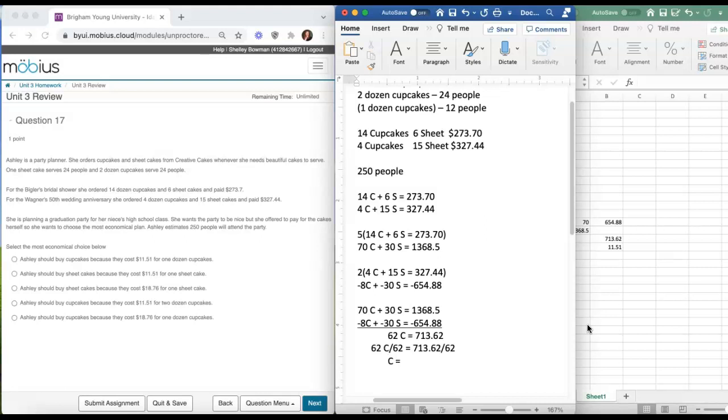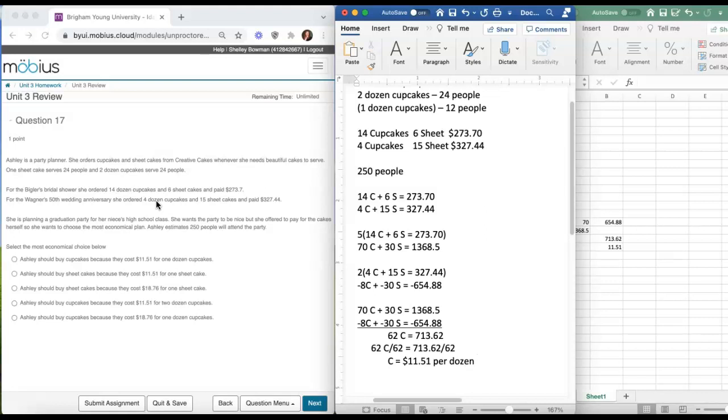equal $11.51 per dozen, because that is the information given to us over here, that these were per dozen and not like per 24 or 2 dozen.